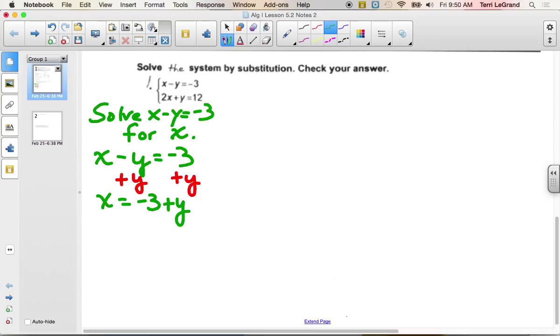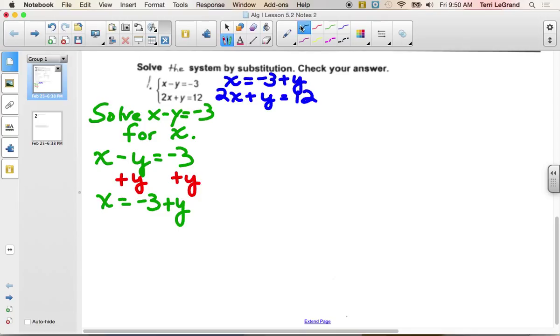Now, we basically just renamed that first equation. That's really all we've done. So we're going to take the time to write down its new name here: x equals -3 plus y. And the other one, we're just not going to mess with it. No need to. We only need one of them solved for x or for y.